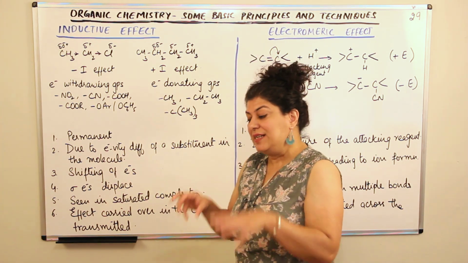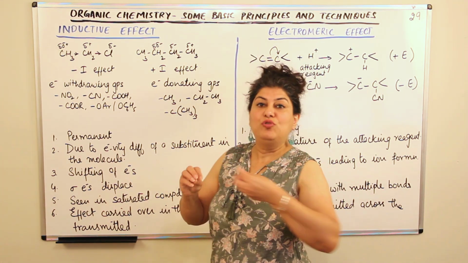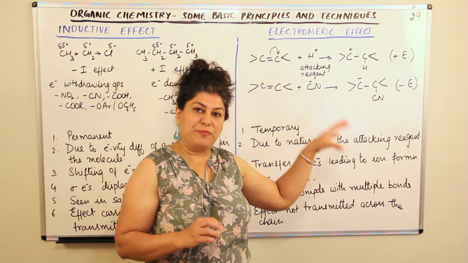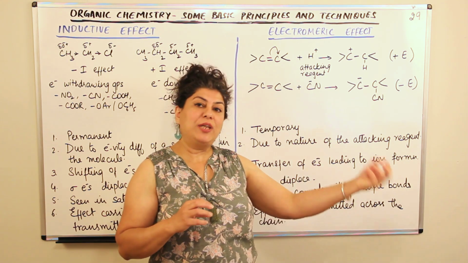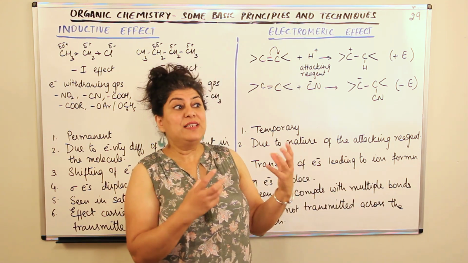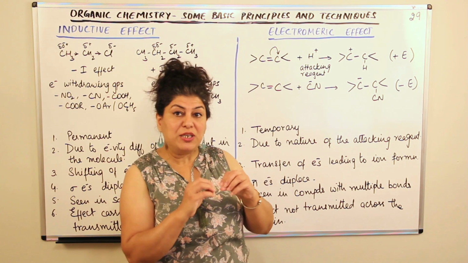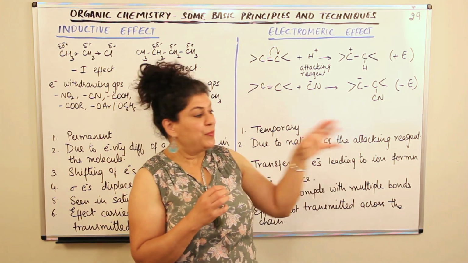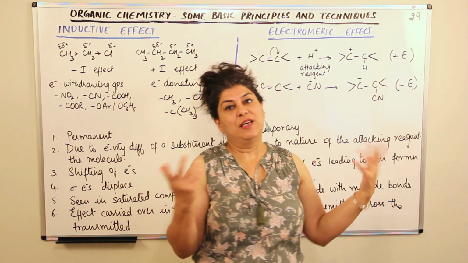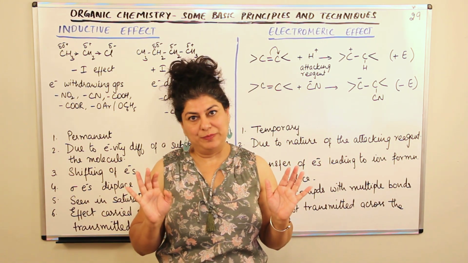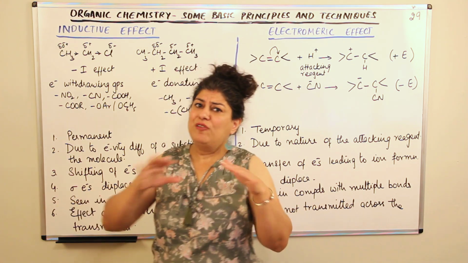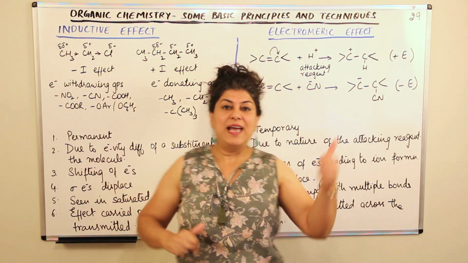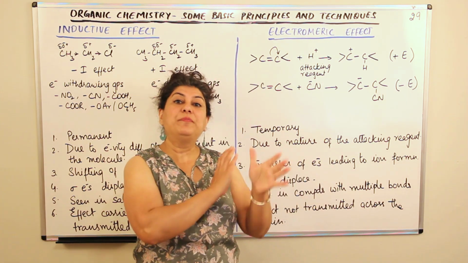On the other hand, if the displacement or the movement of electrons is taking place due to a group or a substituent which is present outside the molecule, then that effect will be seen only for that much time that the external source is present. Once the external source leaves, the effect also vanishes. So what do you understand from this first difference? That inductive effect is a permanent effect and electromeric effect is a temporary effect.